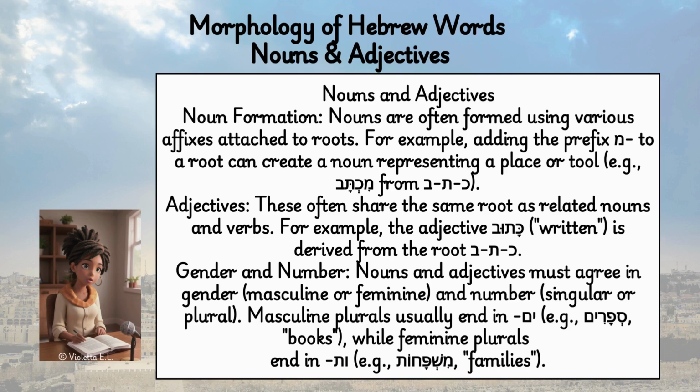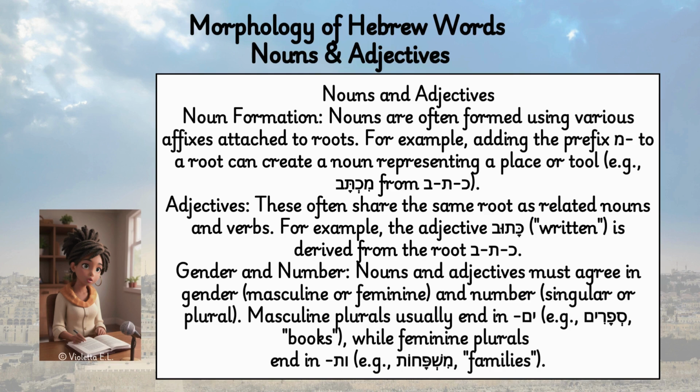Nouns and adjectives. Noun formation. Nouns are often formed using various affixes attached to roots. For example, adding the prefix mem to a root can create a noun representing a place or tool, from the root kaf, tav, and vet. Adjectives. These often share the same root as related nouns and verbs. For example, the adjective katuv, written, is derived from the root kaf, tav, and vet.